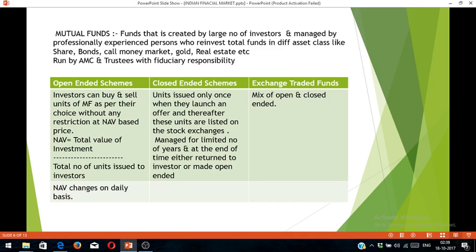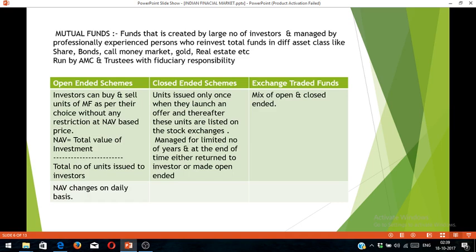A mutual fund is created by a large number of investors and managed by a professionally experienced person who reinvests the total funds in different assets like shares, bonds, call money market, gold, real estate, and it is run by an asset management company and trustee with fiduciary responsibilities. So let me discuss one by one. Mutual funds are generally created by a large number of investors.